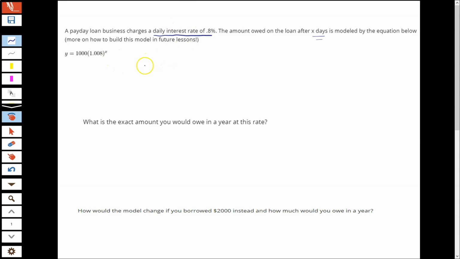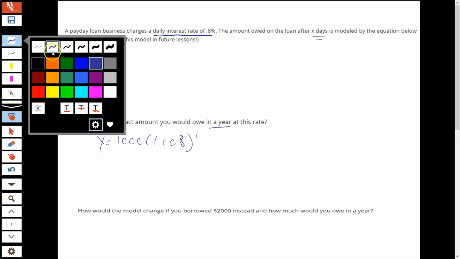If you're smart and you remember your percentages, you might notice 1.008 is somehow related to 0.8%. But again, we'll come back to that in the future. For now, we just want to know what is the exact amount you would owe in 1 year at this rate. Okay. So the temptation here is to do y equals 1,000 times 1.008^x, but then replace that x with 1 year, right? And that is wrong, right?